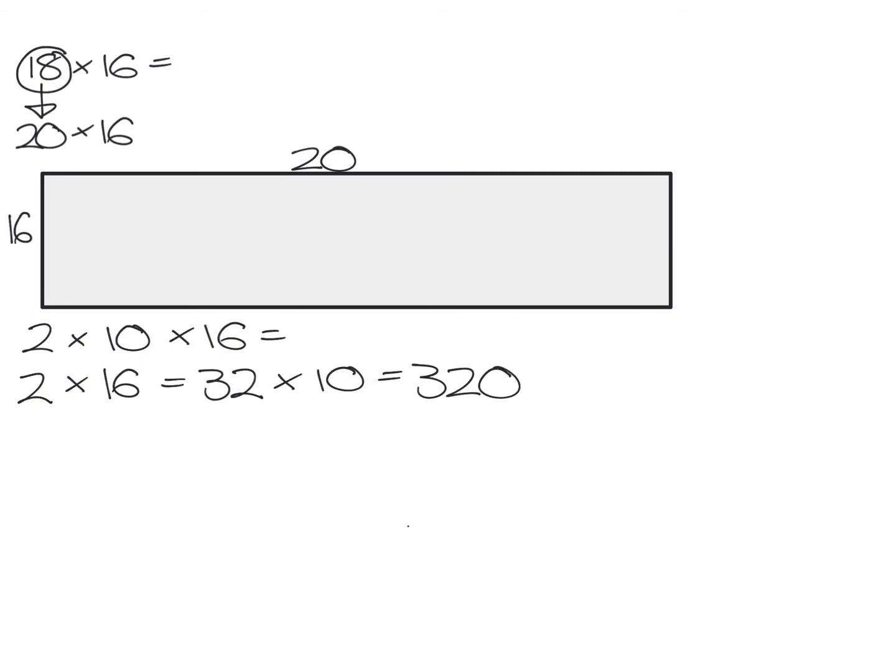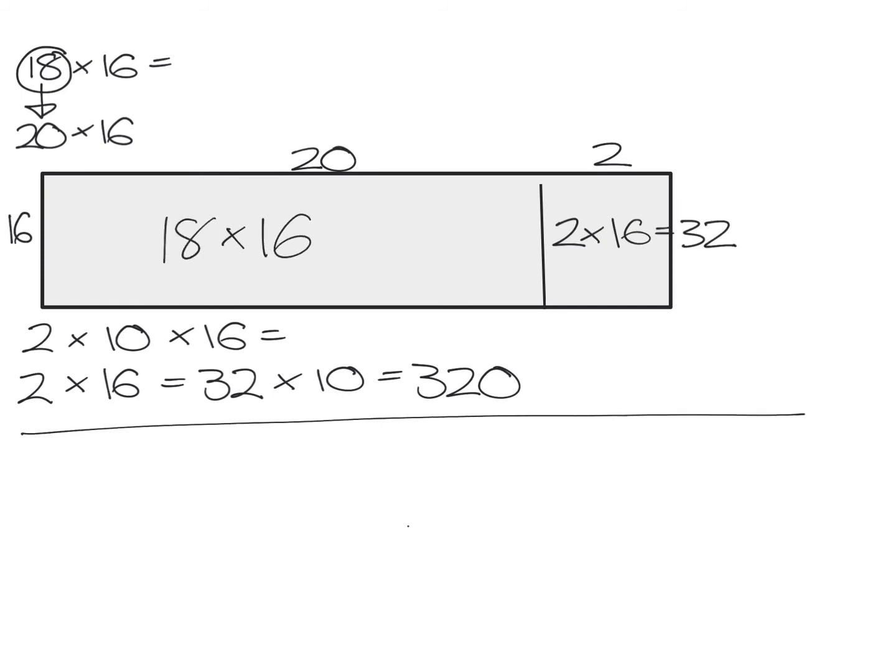But we've multiplied 20 by 16. What we now need to do is compensate. What we need to do is remove 2 lots of 16. So that's what I'm sort of visualizing on our array up there. I'm removing 2. So what that little area will become is 2 lots of 16, or 2 multiplied by 16. So now this in the middle is 18 multiplied by 16.